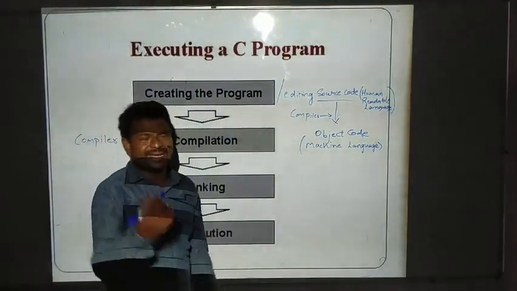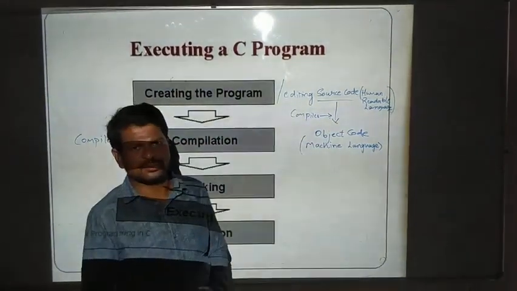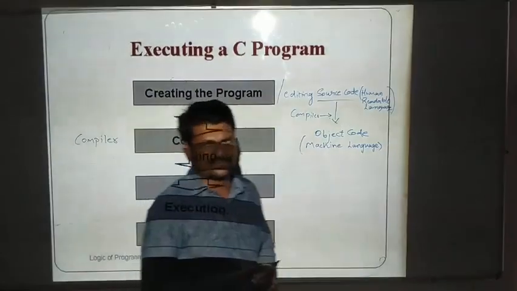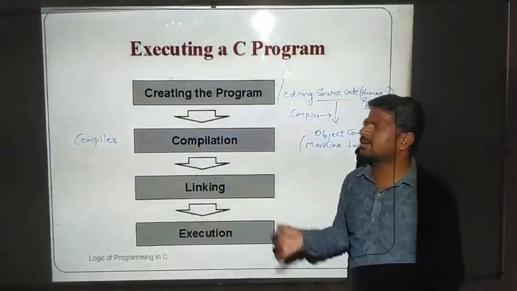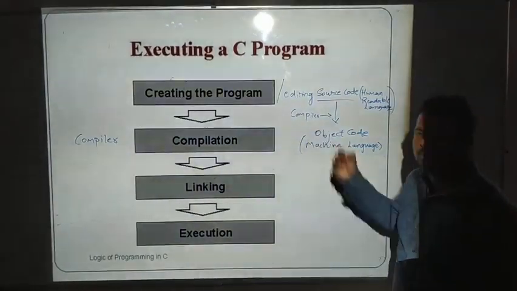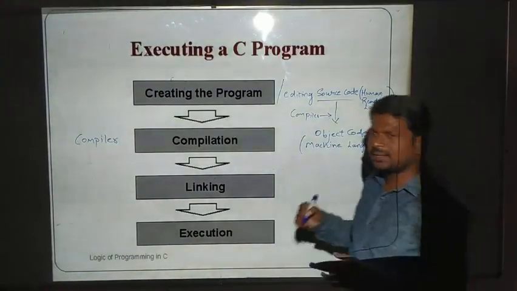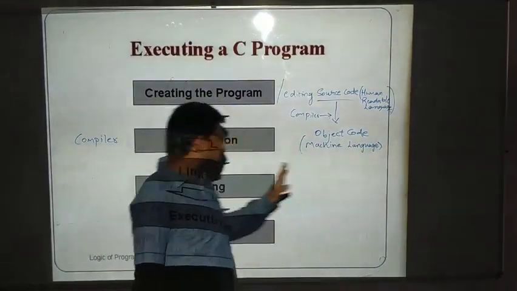And after compiling, okay, what happens? If there are any errors in the program, again we have to edit the source code. Which type of errors here? Syntactical errors. We will learn the exact syntax when we are writing programs. If any syntactical errors are there, again we have to edit the source code. If there are no syntactical errors, then what?